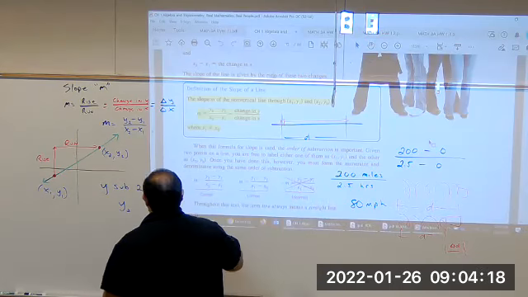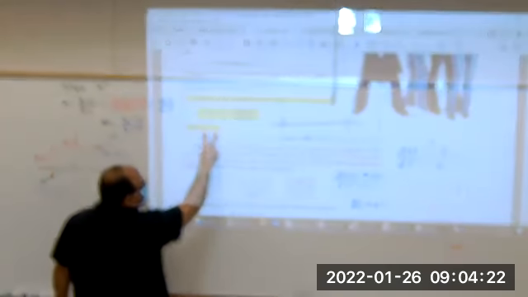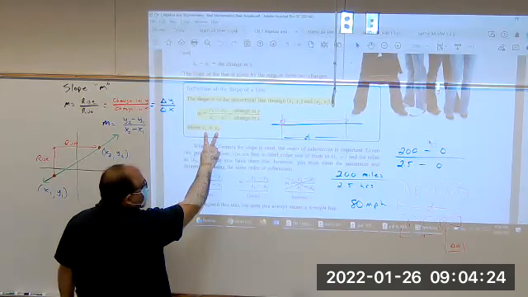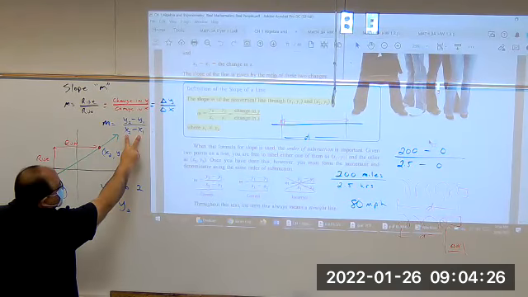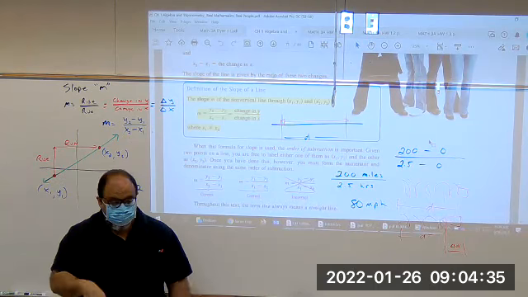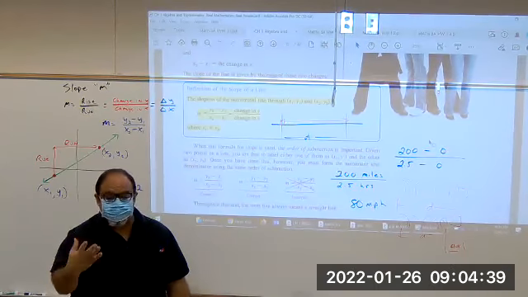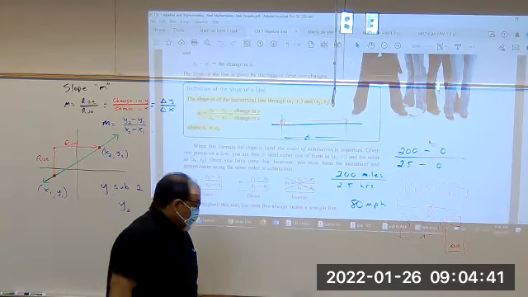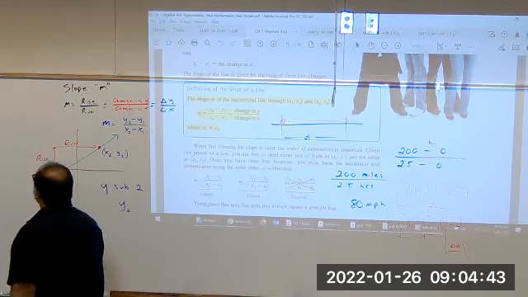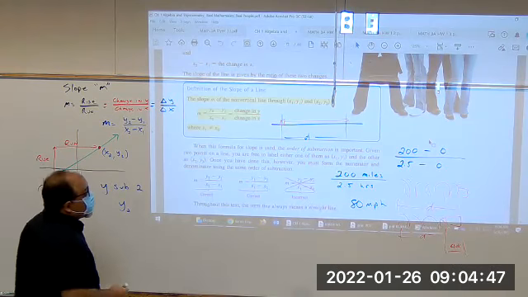Now, it says right here, x sub 1 and x sub 2 cannot equal each other. Because if these two are equal, a 5 and a 5, then you get 5 minus 5 and you're dividing by 0. And you're not allowed to divide by 0. You divide by 0, it's undefined. So something to remember so we don't get them confused.